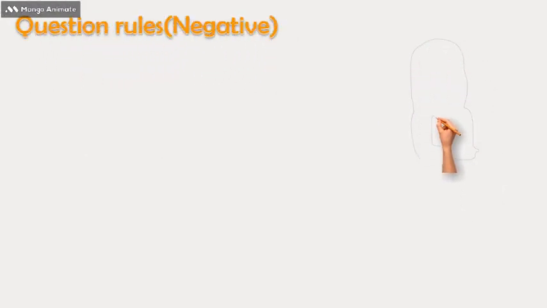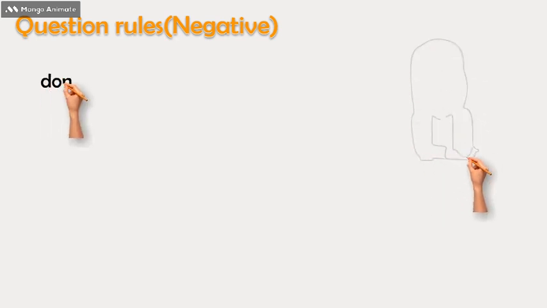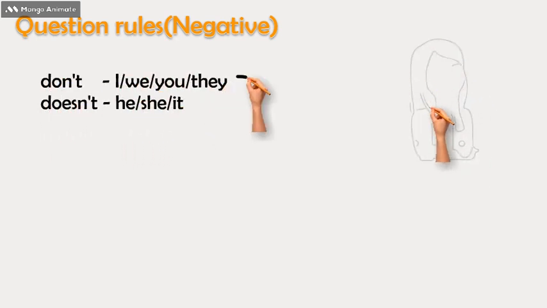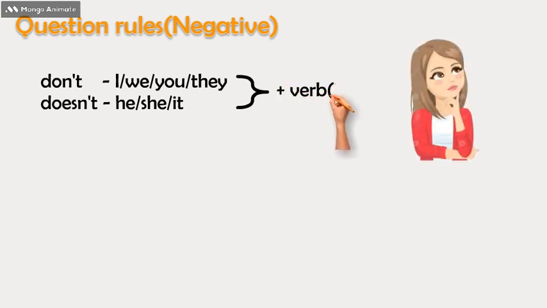Next, the rules for negative questions. Here we have to use don't with the pronouns I, we, you, they, doesn't with the pronouns he, she, it, and verb infinitive form. Here also we need to use the verb infinitive form for all the pronouns because don't or doesn't expresses the tense of the sentence.